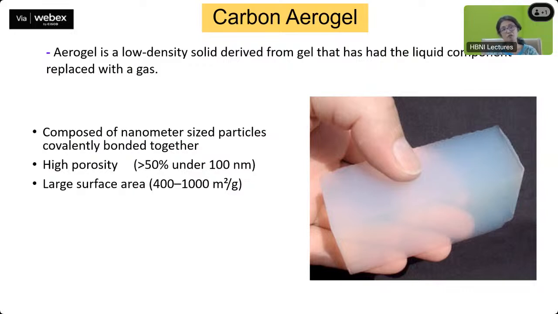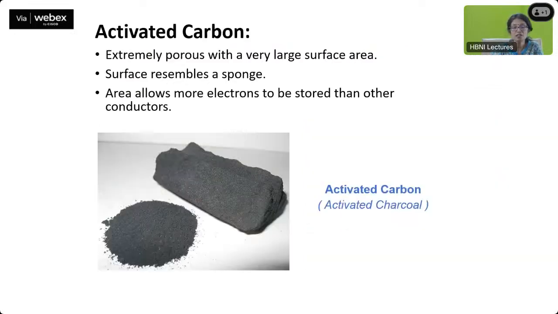So what are the different kinds of materials which have been used over the ages? One is carbon aerogel. Aerogel is what? It's a very low density solid which is derived from a gel that has had the liquid component replaced with a gas. So it is composed of nanometer sized particles which are covalently bonded together. It has very high porosity and a large surface area, around 400 to 1000 meters squared per gram. So you can use carbon aerogel as an electrode.